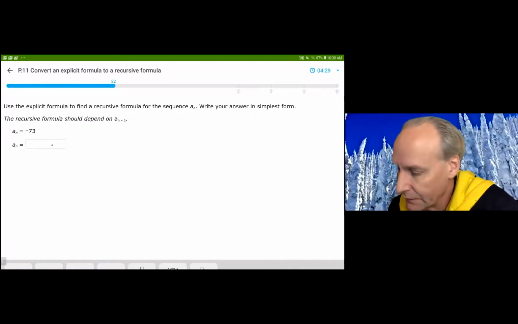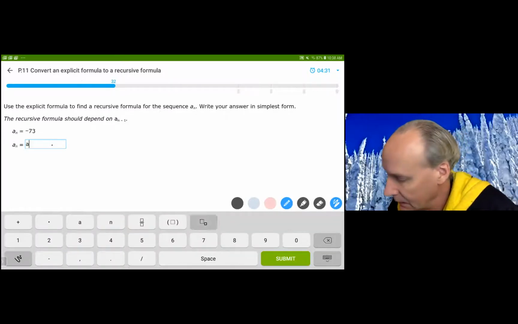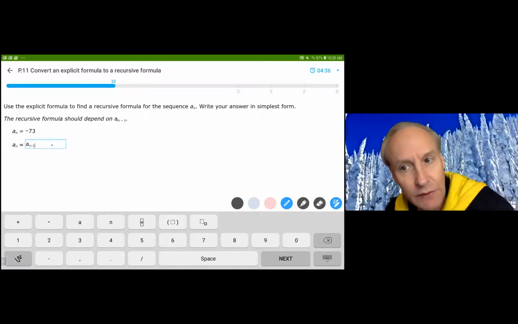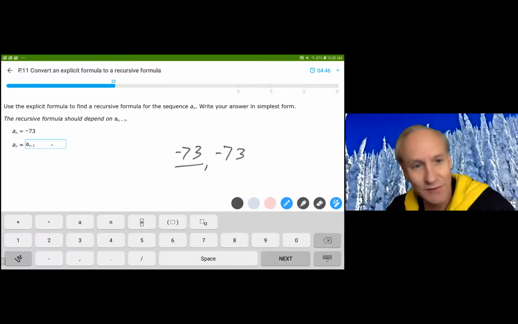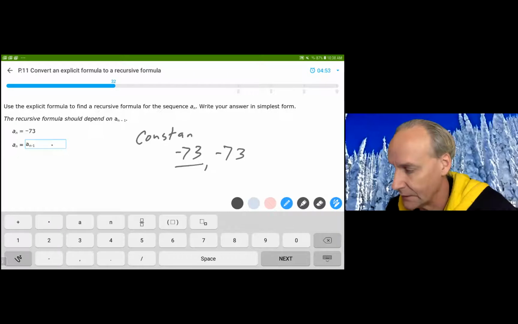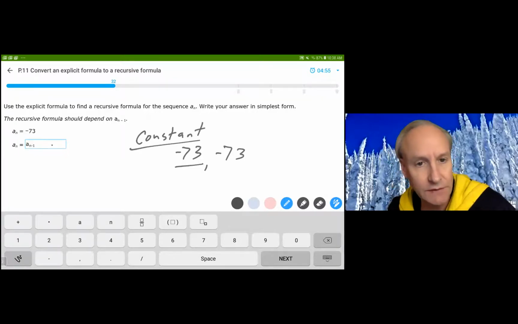Again, we're talking about a_(n-1). A lot of people say, but what about the negative 73? Well, the negative 73 is already there. See, there's my first term. And to get to the next term, I just have to look at the one that came before, and yada, yada, yada. Again, this is called a constant function, in case you can't understand my accent.